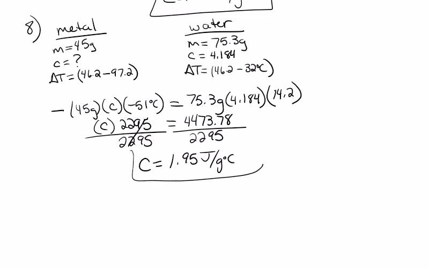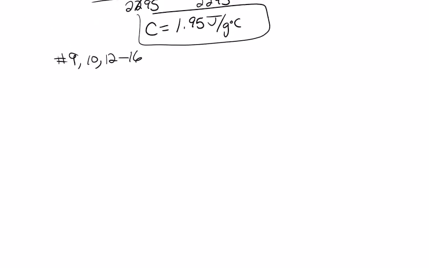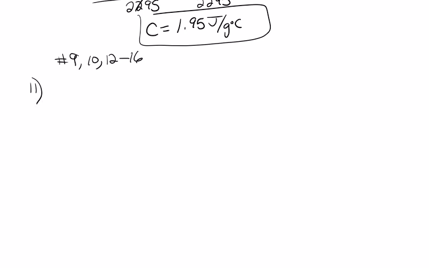Okay, now, since we have a good grasp on these problems, numbers 9, 10, 12 through 16 are all completed this same way. You are going to be solving for the specific heat capacity of the metal. Okay, so plug and chug, exact same way we've been doing here. Last one I'm going to do for you is number 11. It's not any harder. You're just solving for mass instead of specific heat capacity here.